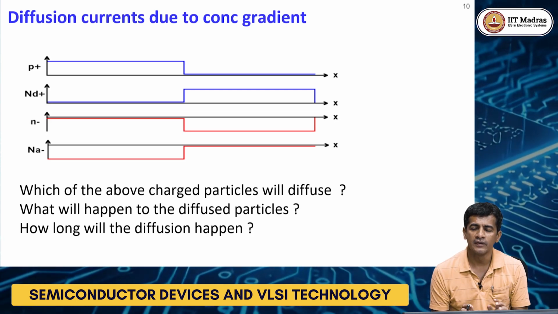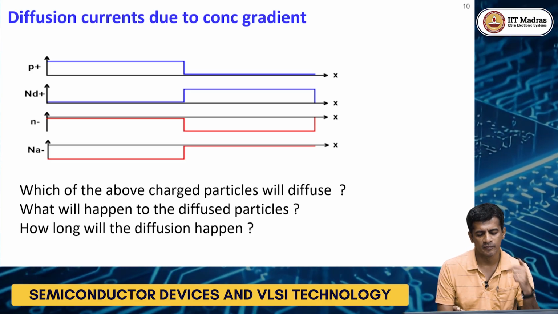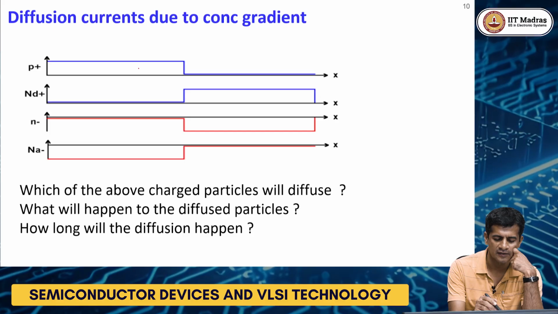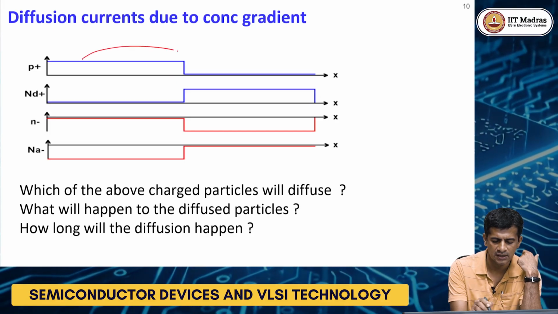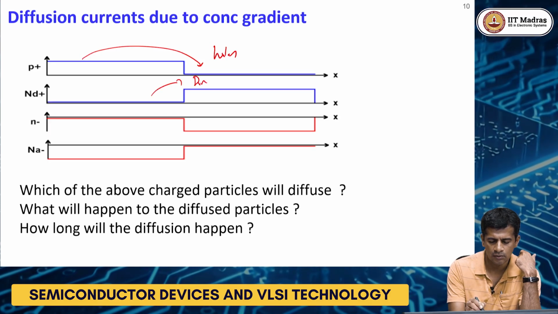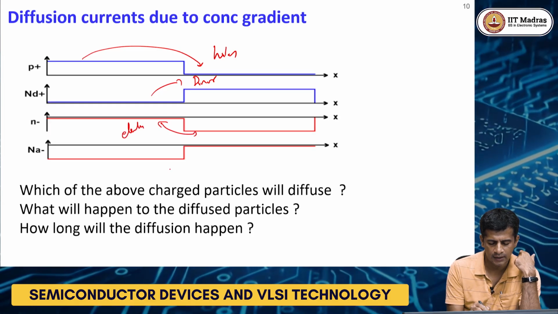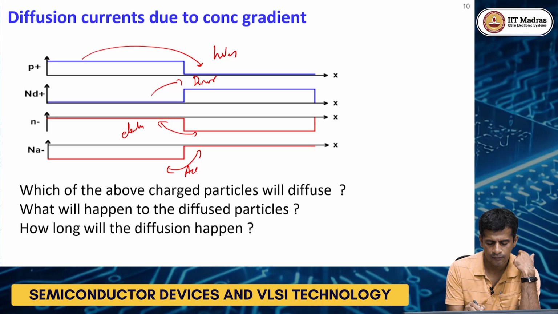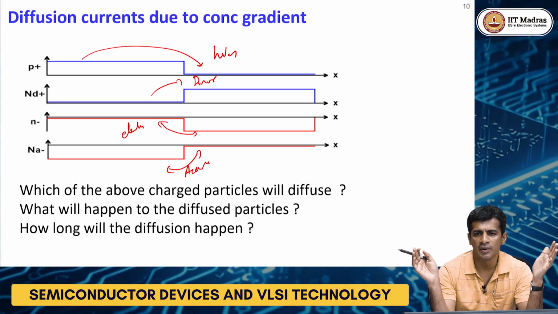So now we saw that there is a concentration gradient. So let us put only those species where we see a concentration gradient. In this case there is a concentration gradient of holes. In this case these are donor ions, in this case it is electrons, and in this case it is acceptor ions. Now you have a concentration gradient of charged particles.